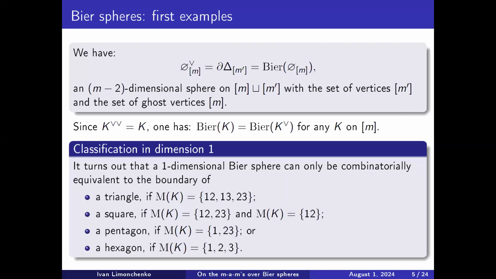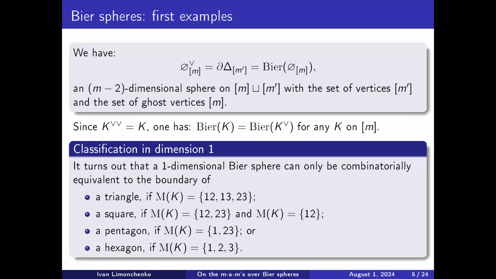Another general remark is that, of course, the dual of the dual is the initial complex K, and immediately from this you see that Bier K and Bier K dual are simplicially isomorphic. There is a natural isomorphism. You can identify those two simplicial complexes, those two spheres. And so when you try to classify them, and that's what we're going to do right now for low dimensions, you can choose either K or K dual, but you do not need to consider both of them because they give you the same sphere.